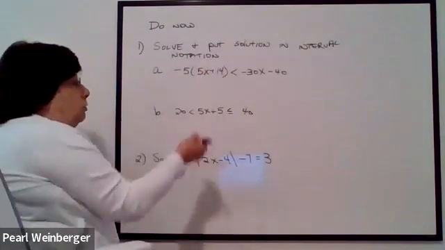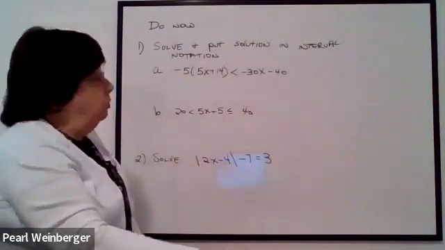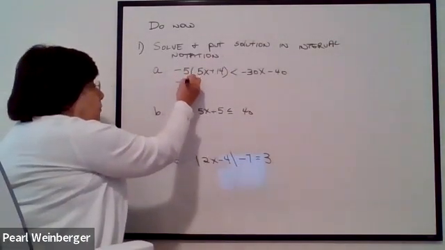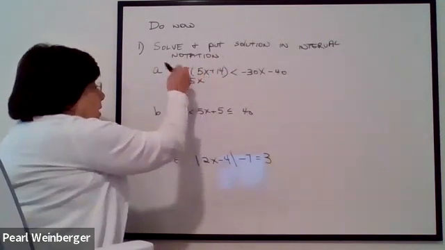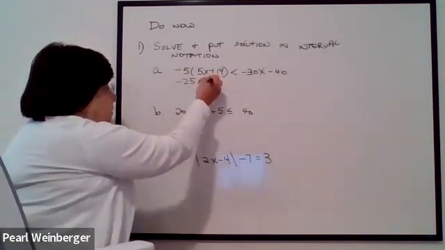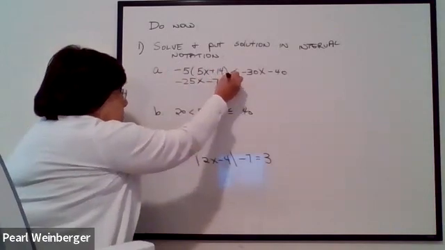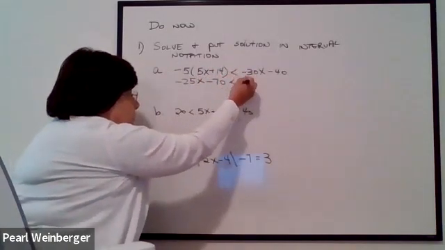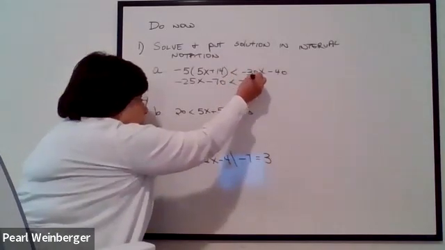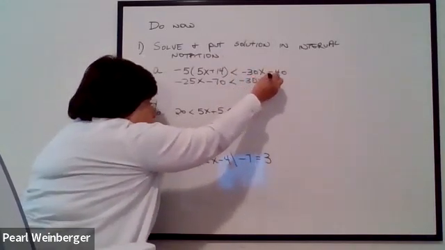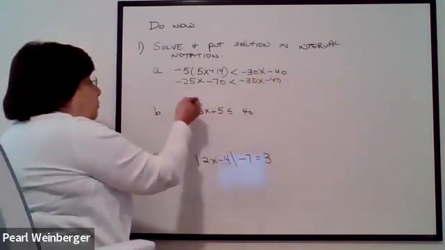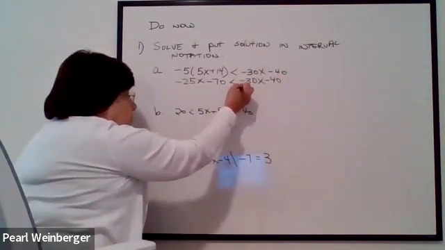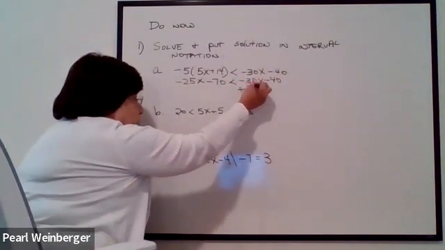So of course, the first thing we're going to do is remove the parentheses. So -5 times 5x is -25x. And -5 times 14 is -70. So we have -25x minus 70 is less than -30x minus 40. And we're going to add the 30. Remember, we want to get the x's to the left. So I'm going to add 30x to both sides.